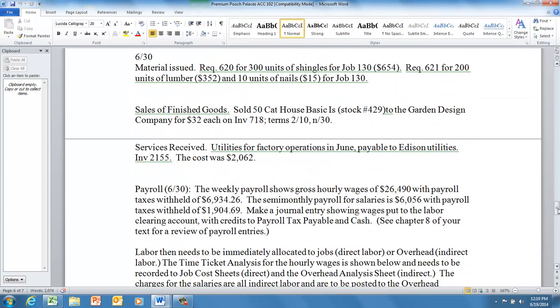Then you go back up here and you have this second entry, which is for the salaries, and that is all indirect labor. So that's going to go into the labor account and then come back out of the labor account and go in overhead.